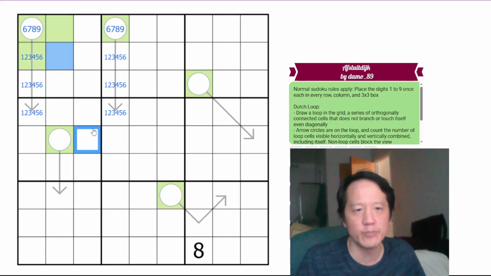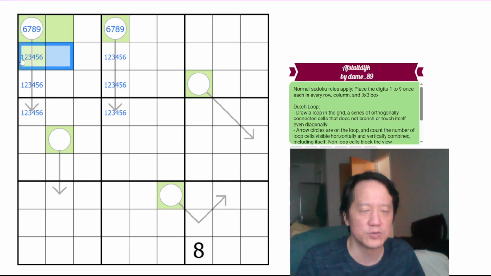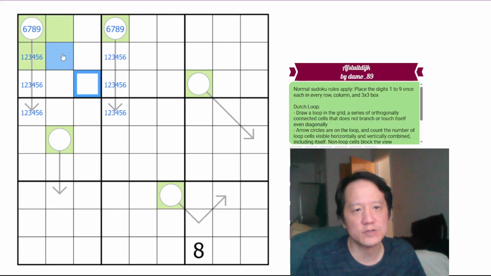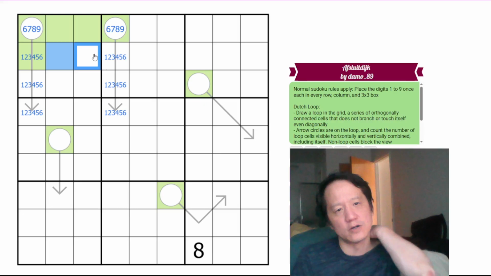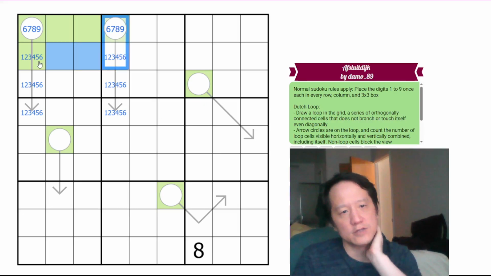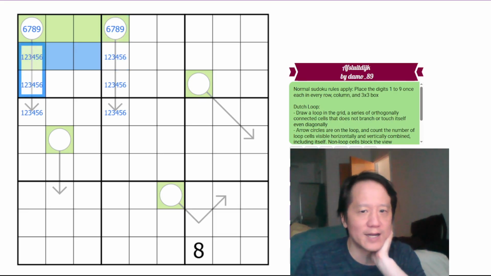Therefore, this cannot be on the loop, because it would share an edge with 3 cells going this way, because it would close off here. So this cannot be on the loop, which means this has to be on the loop. So it must connect to here, which means this cannot be on the loop. Could connect this way. This one has to go here on the loop. That's interesting.